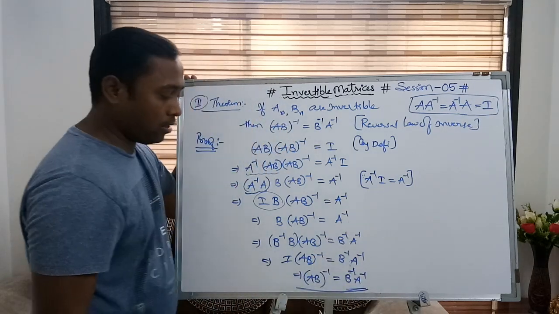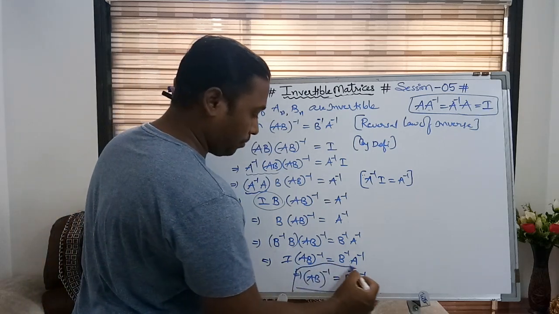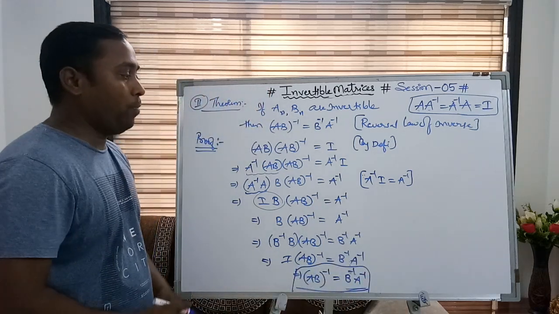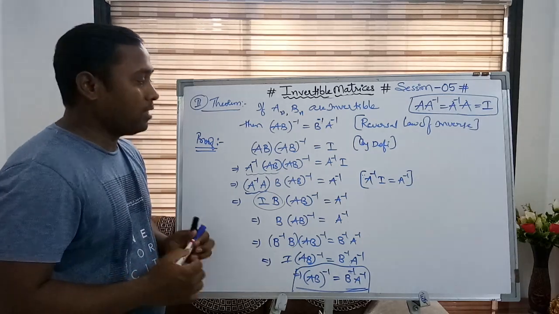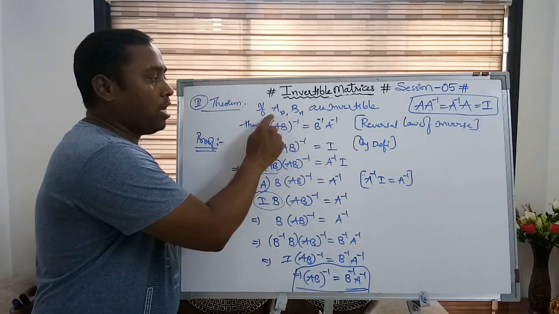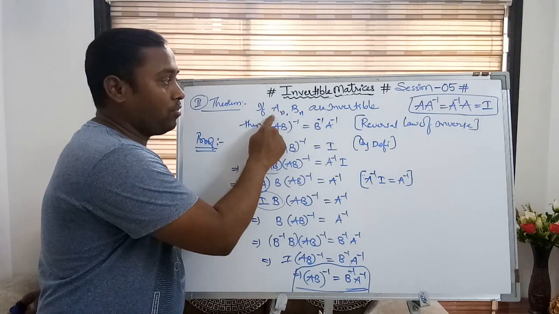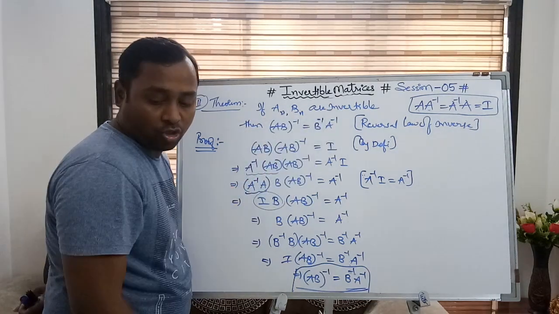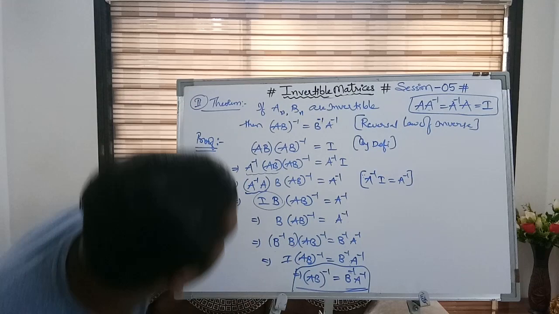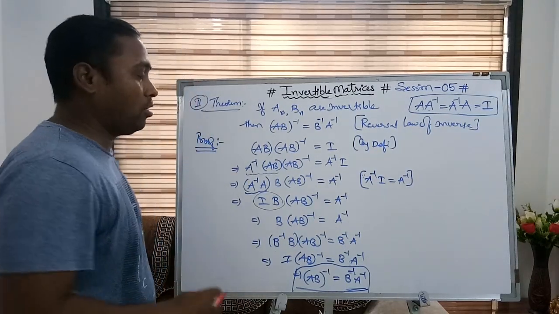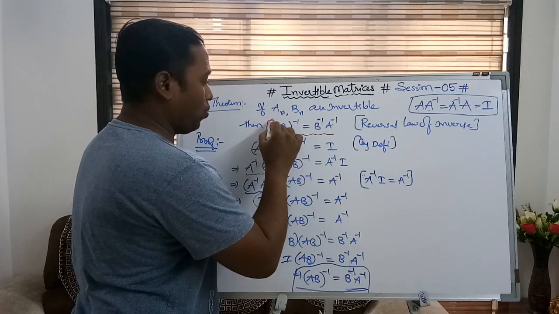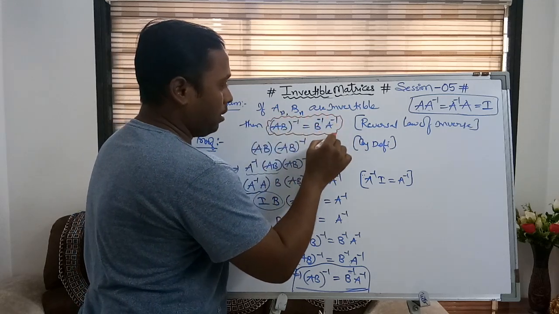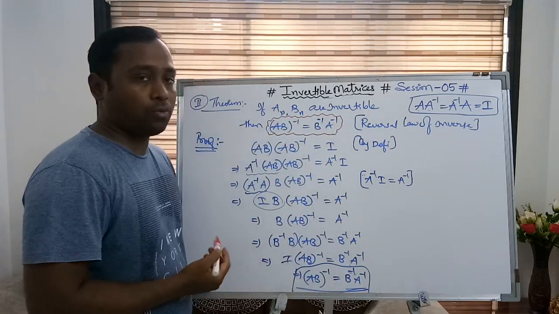So this is a theorem derivation. I hope you understood what this theorem speaks. If A and B are two square matrices which are invertible, then only this theorem will work. It's a conditional theorem, you can say. So AB whole inverse is equal to B inverse into A inverse.